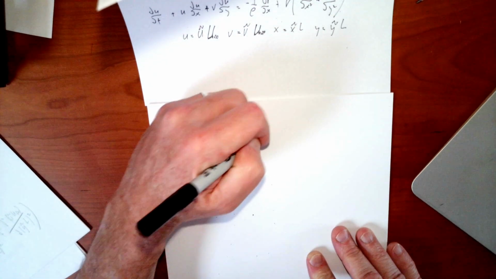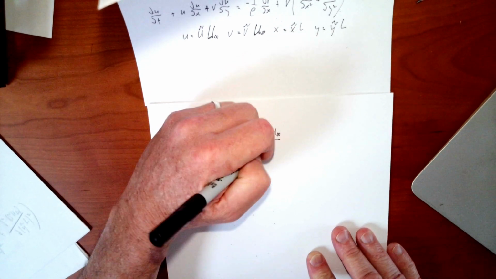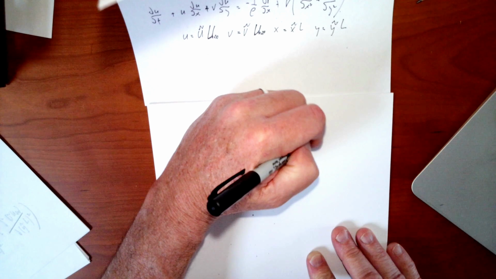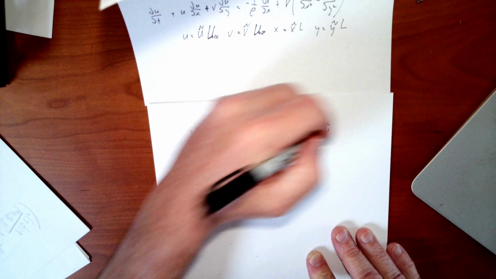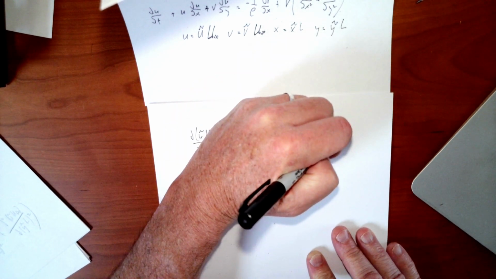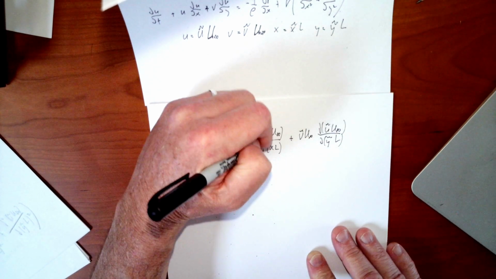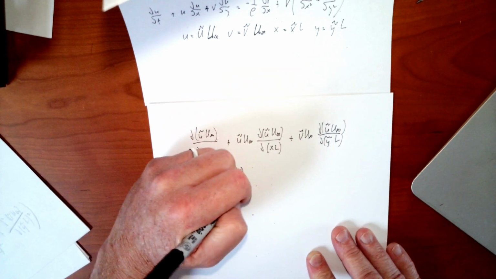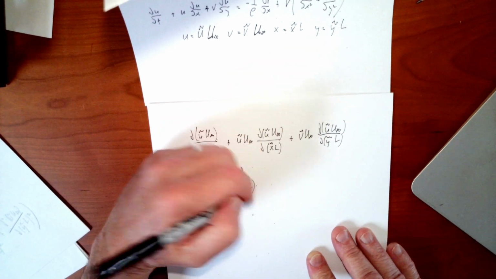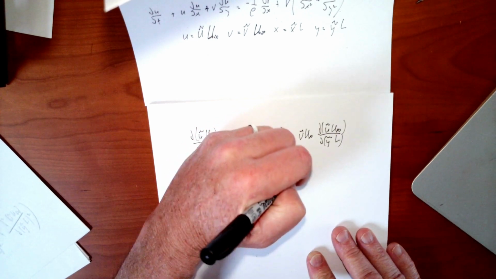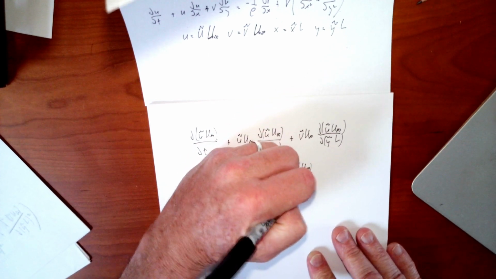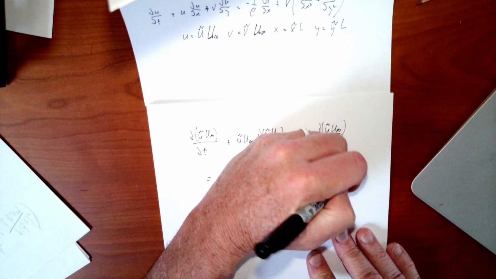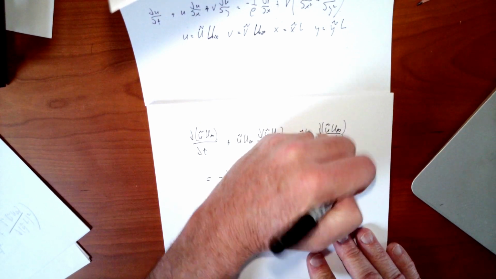u tilde, u infinity, d by dx l plus v tilde, u infinity, d u tilde, u infinity, d y tilde l, rho, dp, dx, tilde l, plus nu d squared u tilde, u infinity, dx tilde l squared, d squared u tilde, u infinity, dy l squared.